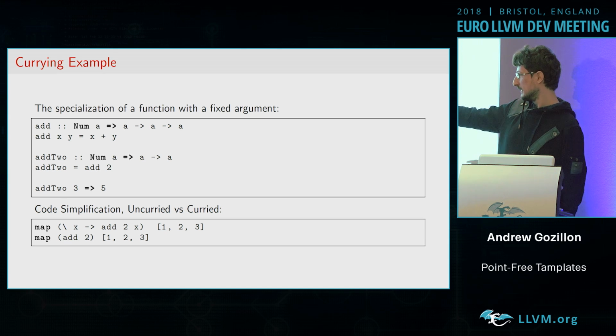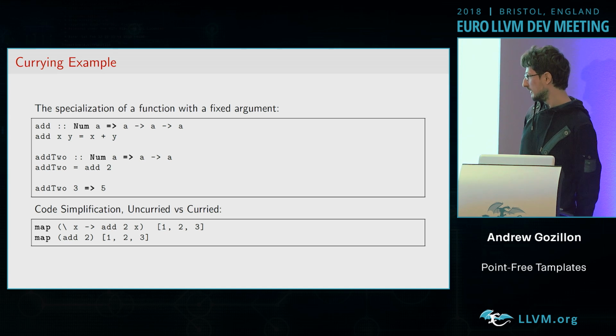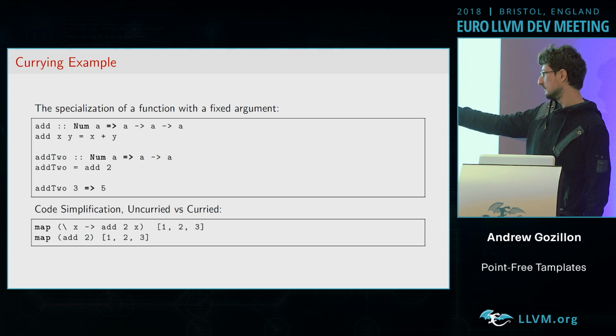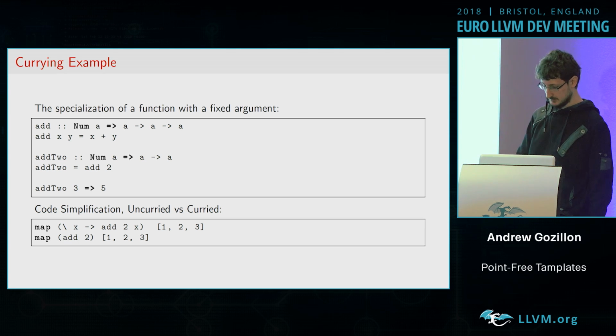Then below it, you can replace lambdas in Haskell with curried functions in this case. So it's basically the same code, just a little bit slimmed down.